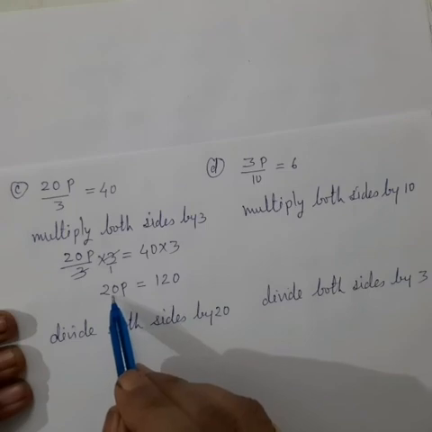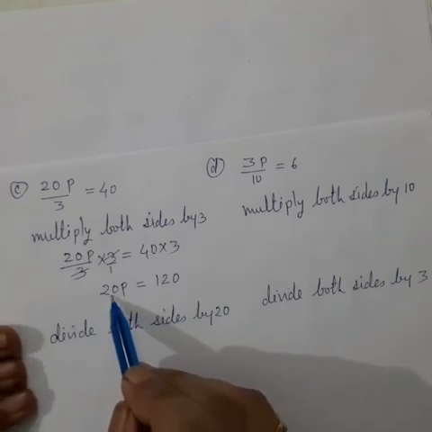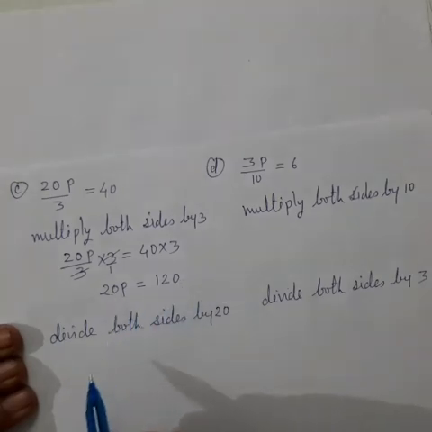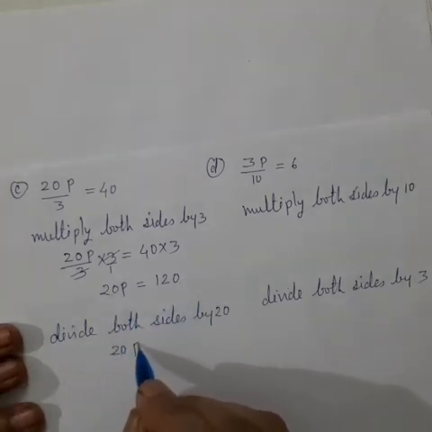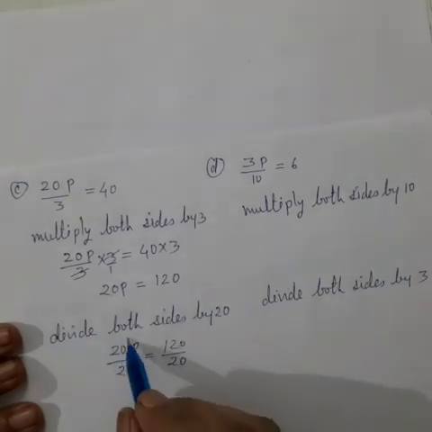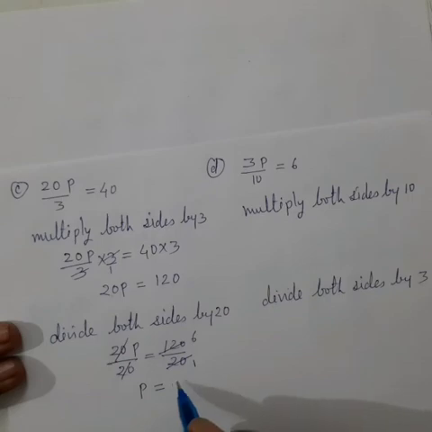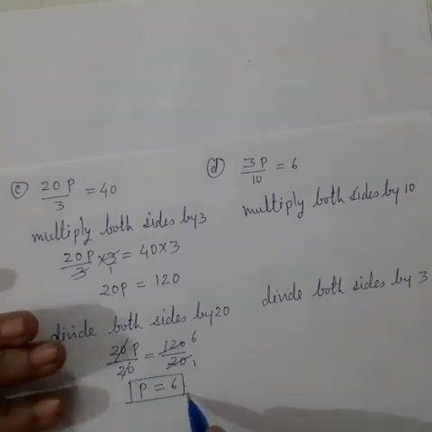Now we don't want this 20 in the numerator. This is in multiplication, so we have to divide both sides by 20. 20p by 20 equal to right hand side 120 divided by 20. This 20 will be cancelled. P equal to, this we can divide, 20 1s are 20, 20 6s are 120. So p equal to 6 is our solution.